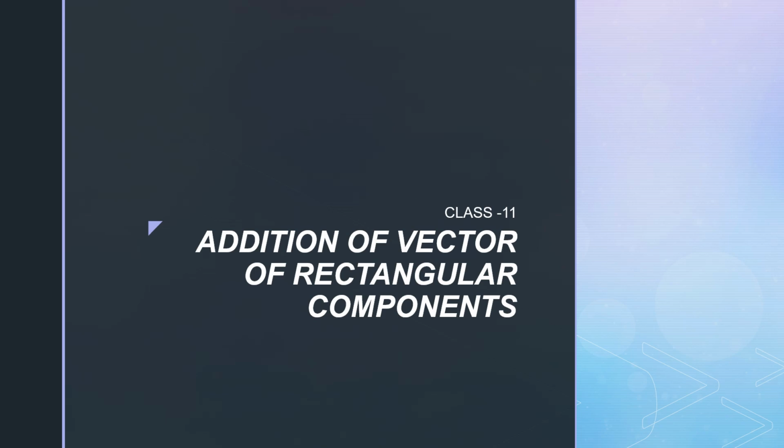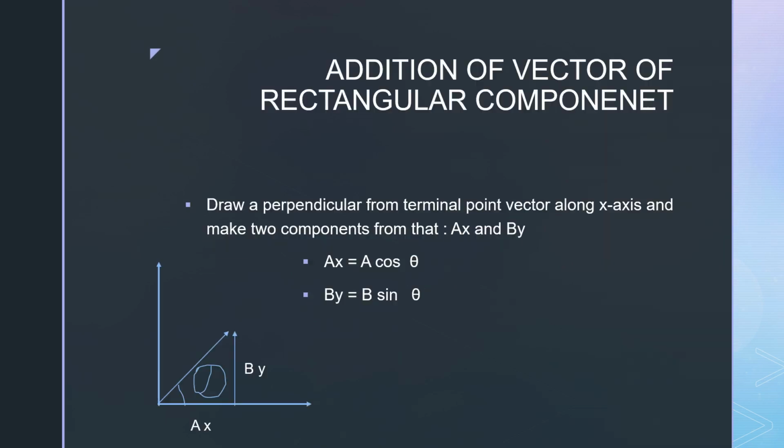In this lecture, we're going to talk about the addition of vectors by rectangular components. We know that in resolution, we first made a vector from the origin. Just suppose the terminal of this vector is B. We're going to resolve this vector, so we make a line along the y-axis to the x-axis. This is the resolution of the vector.